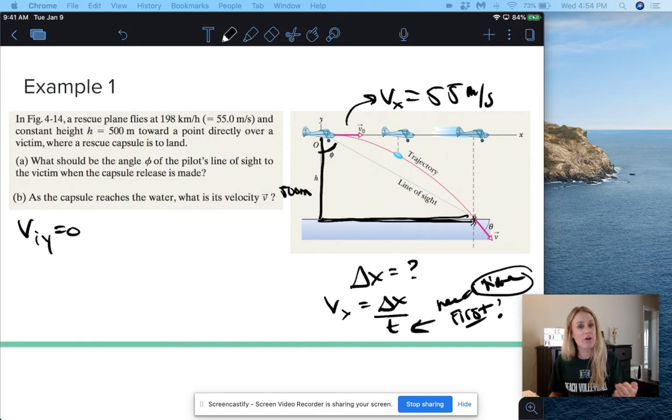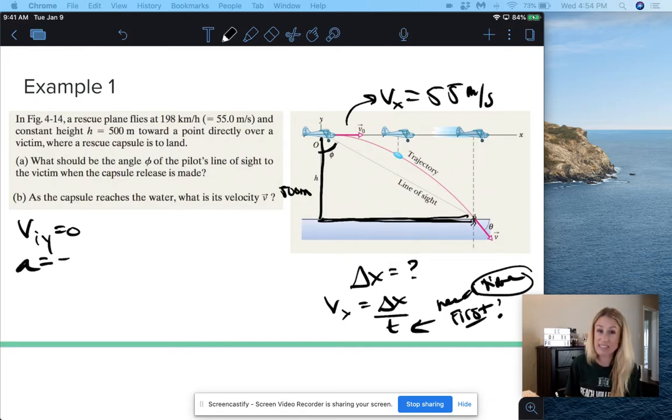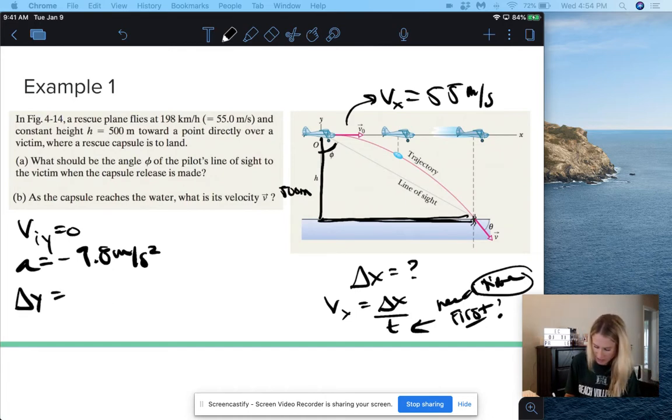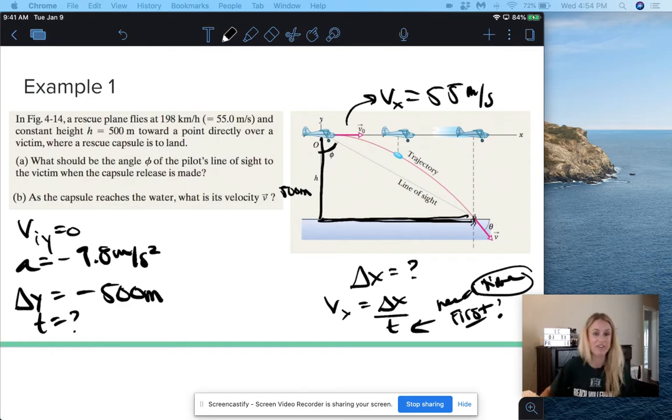So we know in the y direction that our initial velocity is 0. We also know that the acceleration is, I'm going to call down negative, negative 9.8 meters per second squared. We also know that that package drops a vertical displacement of 500 meters. So because I'm going down, and I said down was negative, my displacement in the y direction is negative 500 meters. And remember, from this information, we need to find time.